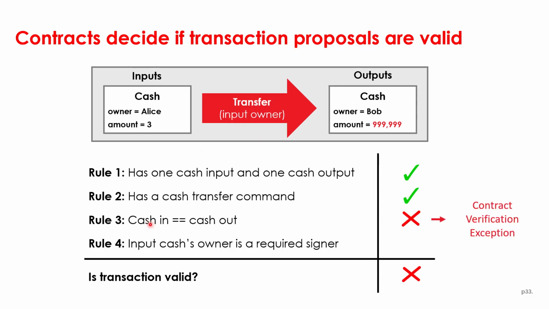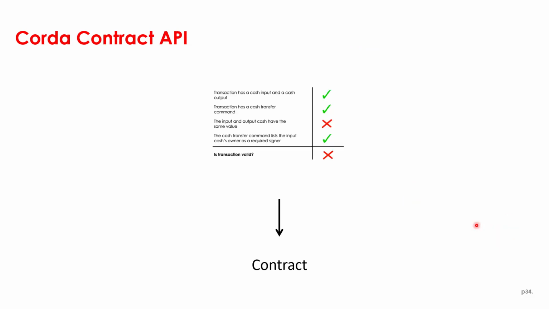Do we have cash in equals cash out, and this means equals here. Cash in 3, but cash out is this amount here, which is almost $1 million. That's a problem right there. That's what we call a contract verification exception. Obviously, this would be an invalid transaction, and the ledger would not be updated, and it would roll back to its current state.